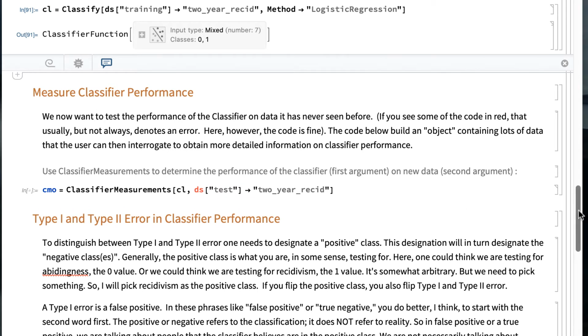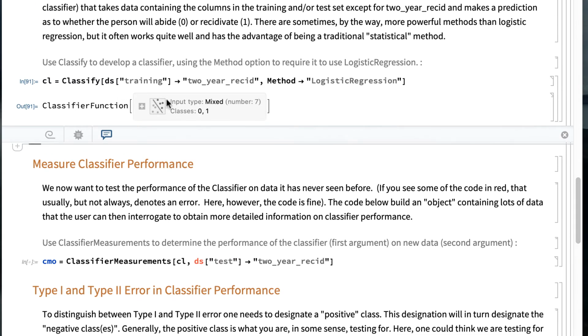Now it's produced a model, a classifier function, that when I use it can predict whether someone will recidivate or not. Maybe a corrections department might have this classifier and use it instead of a boring old hearing to determine whether to let someone go free. And again, we're going to study how these classifiers work later in the course. For right now, just treat it as magic.